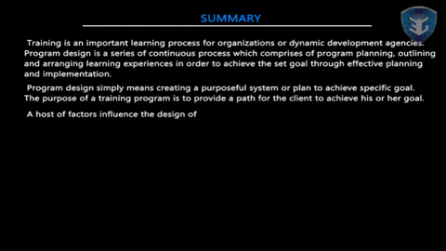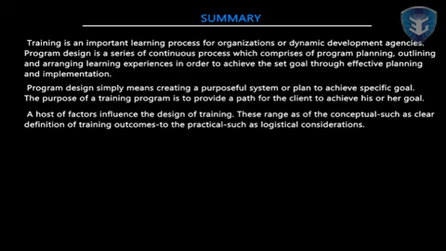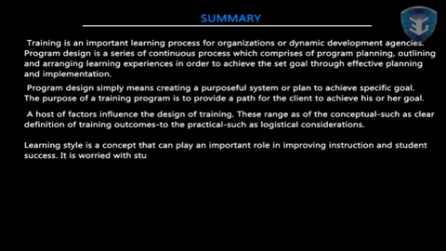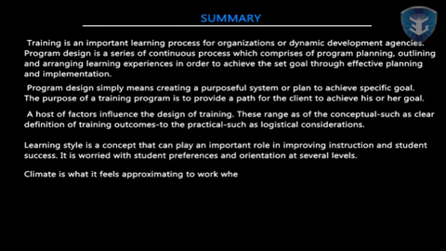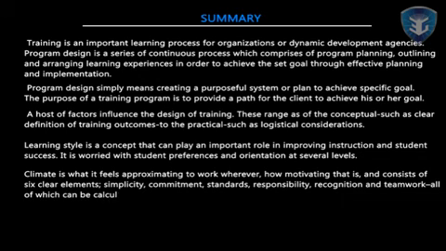A host of factors influence the design of training. These range from the conceptual, such as clear definition of training outcomes, to the practical, such as logistical considerations. Learning style is a concept that can play an important role in improving instruction and student success. It is concerned with student preferences and orientation at several levels. Climate is what it feels like to work somewhere, how motivating that is, and consists of 6 clear elements: simplicity, commitment, standards, responsibility, recognition, and teamwork, all of which can be measured and managed.